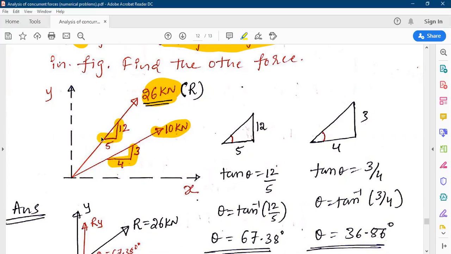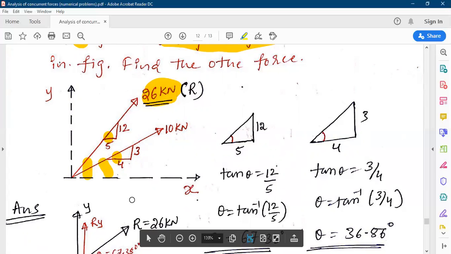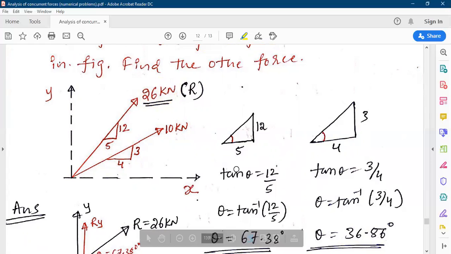So using this, let us calculate their angle of inclination with respect to the x-axis. This is the angle of inclination we can calculate, and this is the angle of inclination we can calculate. So by that we can get this angle as well as this angle. Like that, let us try to calculate theta for the resultant force and theta for the 10 kilonewton force.